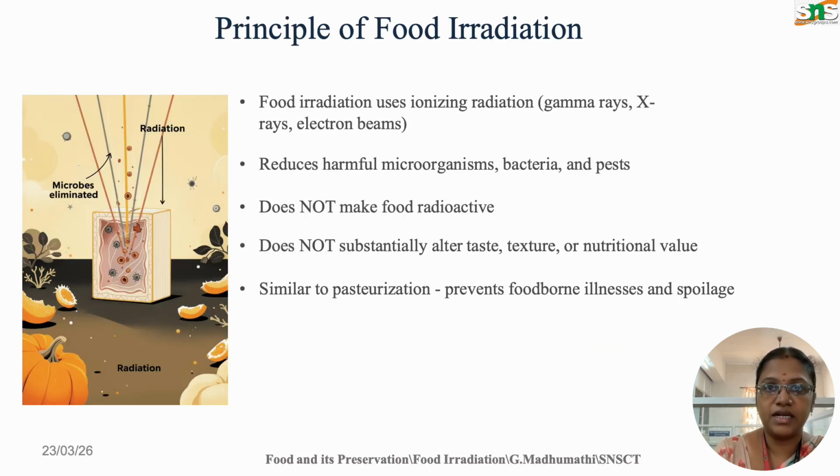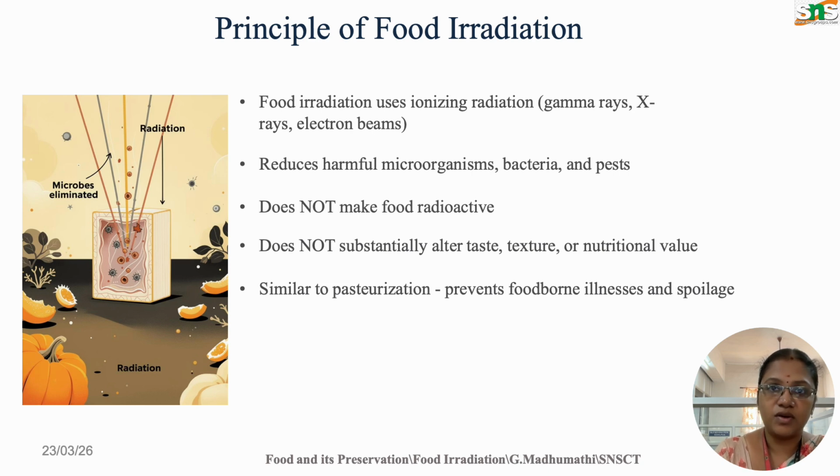This is one of the methods that is recently used to preserve food materials and to extend the shelf life. The main principle behind food irradiation is that we use ionizing radiations such as gamma rays, X-rays and electron beams. This helps to reduce the harmful microorganisms, bacteria, pests or fungi present in the food material, but it does not make the food radioactive. It does not substantially alter any taste, texture or nutritional quality of the food either.